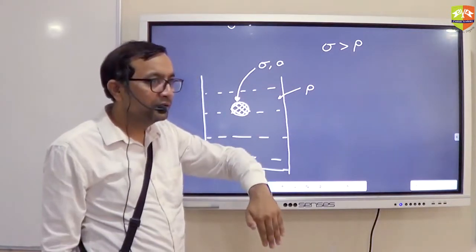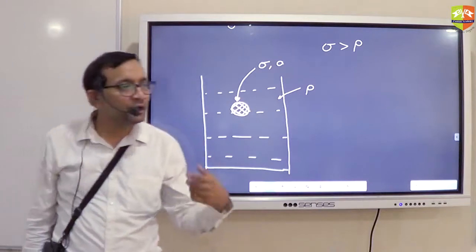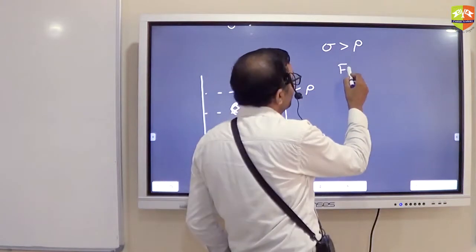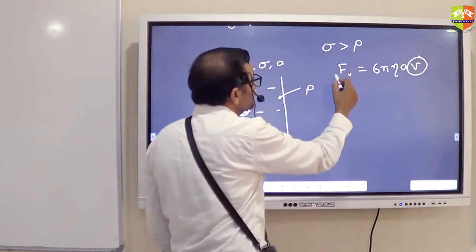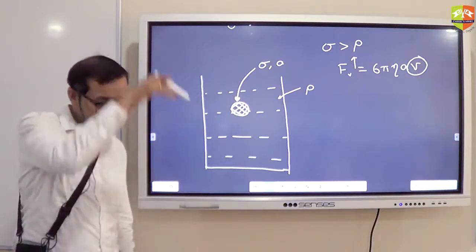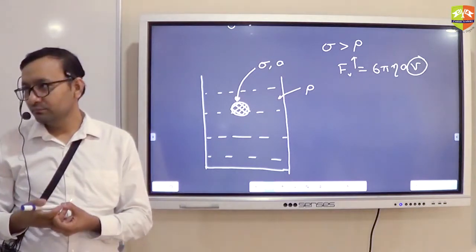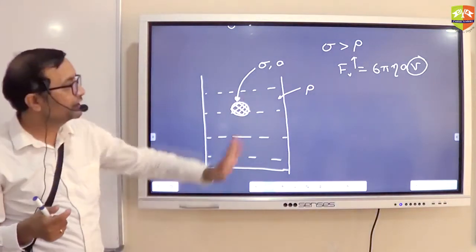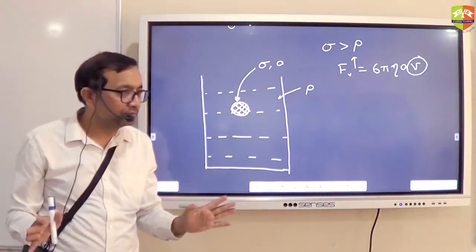Net force is downward, acceleration is there. So what will happen? Velocity will keep on increasing. If velocity keeps on increasing, viscous force, which is 6 pi eta a v, will keep on increasing, and it is acting upward when you drop it. It is moving down, right? Viscous force will be upward. So if its velocity keeps on increasing, viscous force also keeps on increasing, there will be a point at which viscous force will balance out the other forces and net force will become zero.